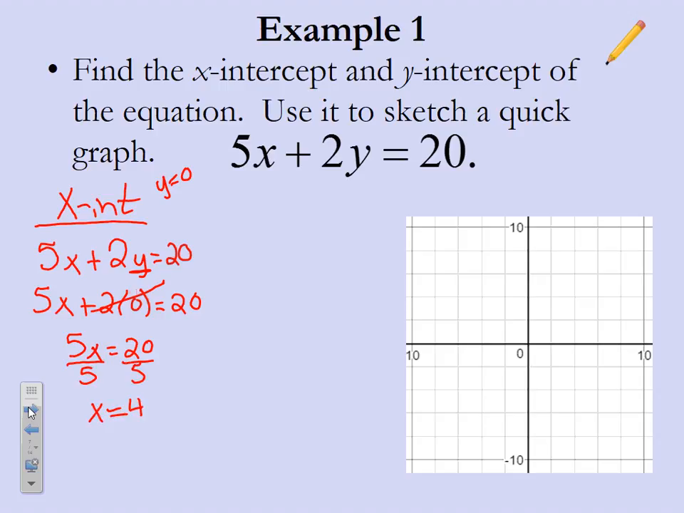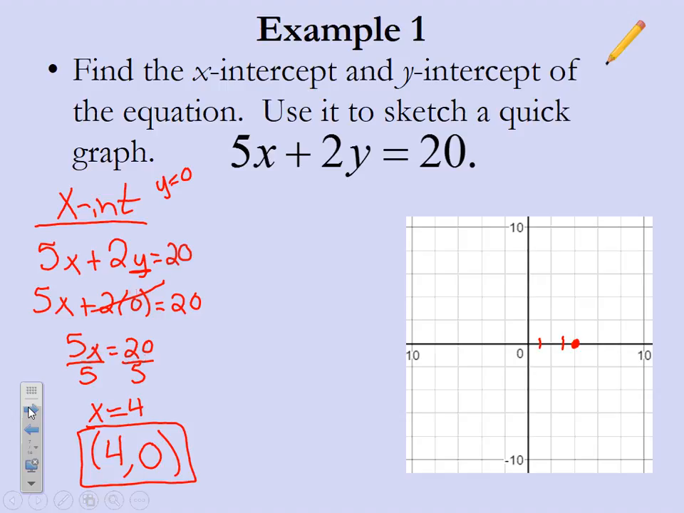Now I'm not just finding what x and y equal, I'm finding a point. So remember, I have to write this. I let x be 4, but I made y 0. So that's the point I'm going to use. That's the point I'm going to graph. So 1, 2, 3, 4, 0. That's right here. There's my x-intercept.